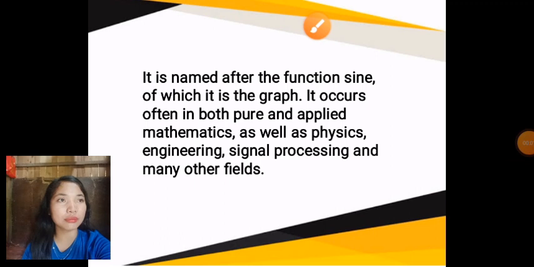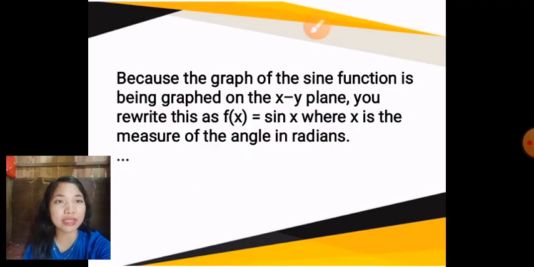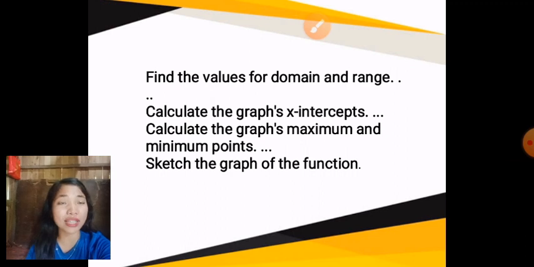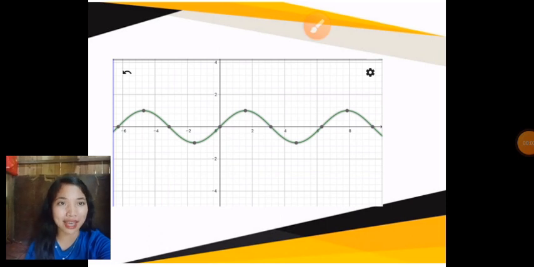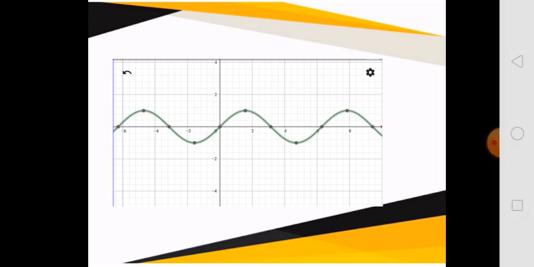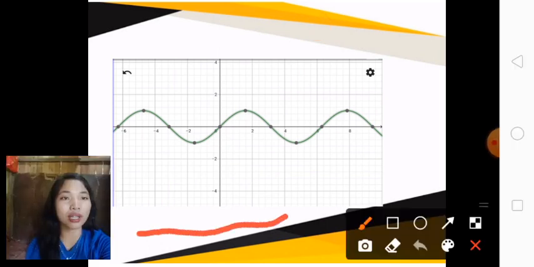So now, how to graph the sine curve? First thing that we need to do is find the values for the domain and range, and then calculate the graph's x-intercept, calculate the graph's maximum and minimum points, and then sketch the graph of the function. So for example, if we are going to graph y = sin x, our graph will be this one.